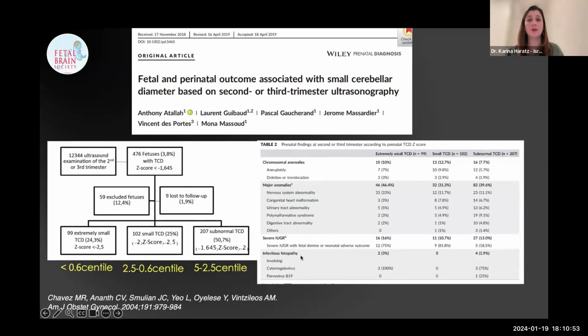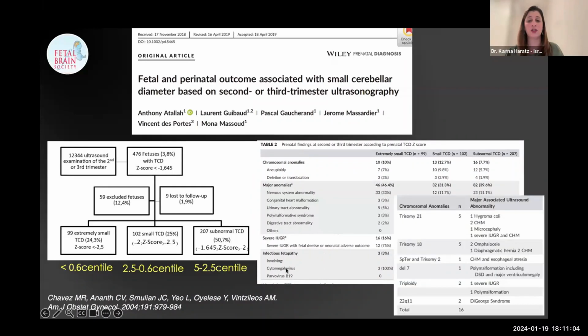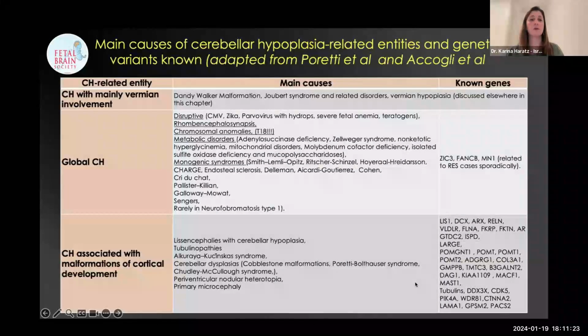So IUGR with small cerebellum, please don't say that the cerebellum is small because the fetus is small. There is a significant association of a syndromic and abnormal outcome, and infectious fetopathy. And we remember here the parvovirus that may, especially when it's doing hydrops, also lead to a reduction in the cerebellar volume, and this is something that we know about. And here, remembering Down syndrome and Edwards syndrome as well.